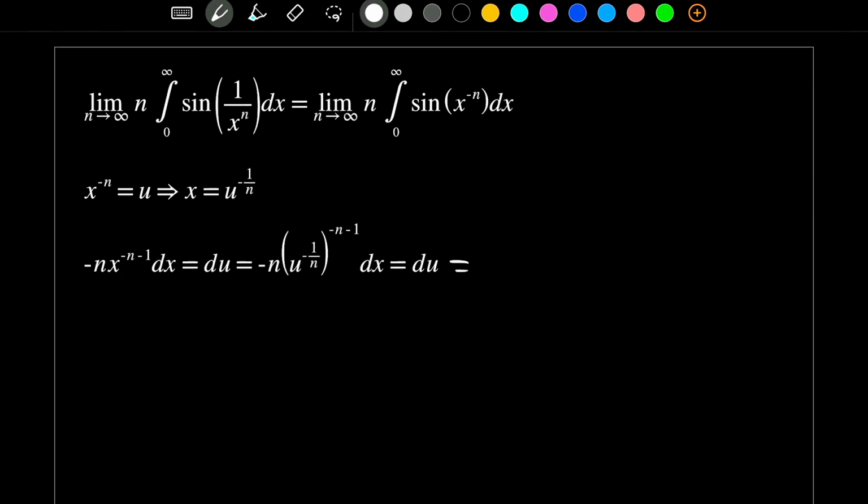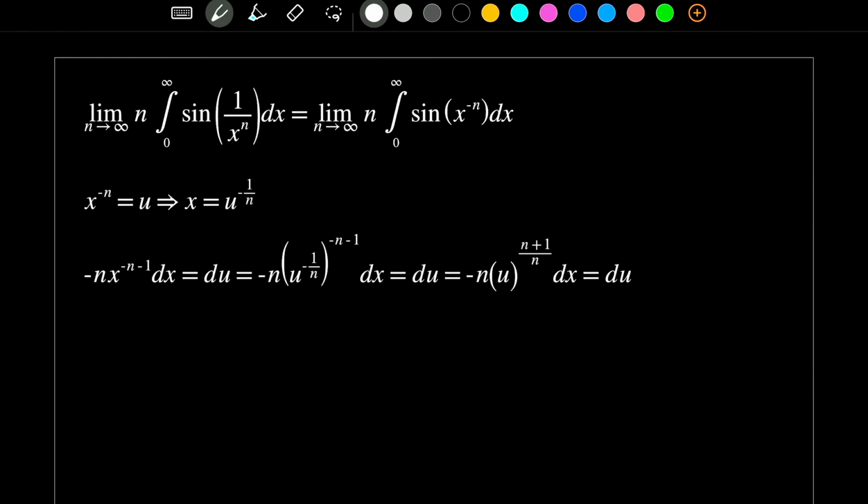So let's maybe combine these exponents. So we're going to get minus n times u to the power of 1 plus 1 over n dx equals du. Now let's convert this into a singular fraction, so we're just going to get n plus 1 over n. So this means dx equals minus 1 over n times u to the power of minus n plus 1 over n du. So that's just from bringing everything on the left-hand side over to the right-hand side by dividing. Now we're almost ready to plug this in.